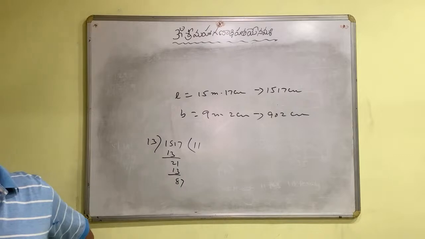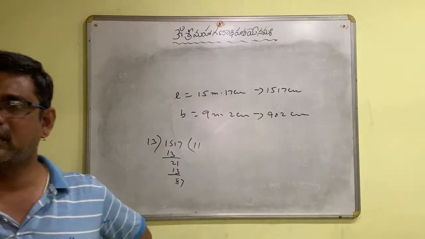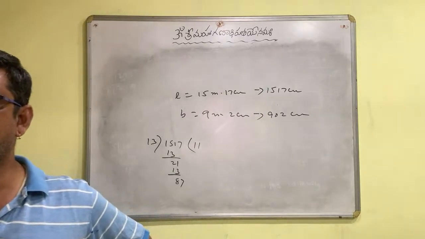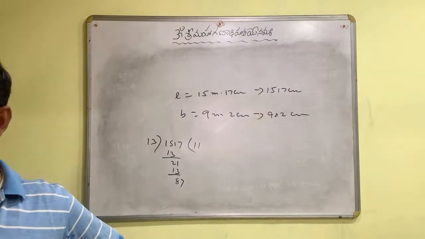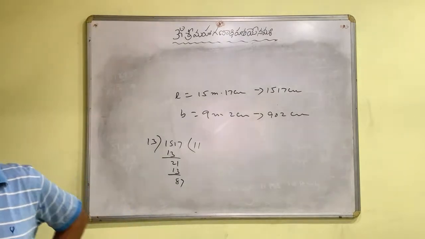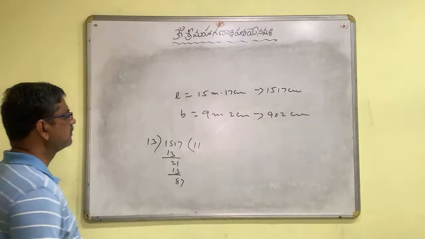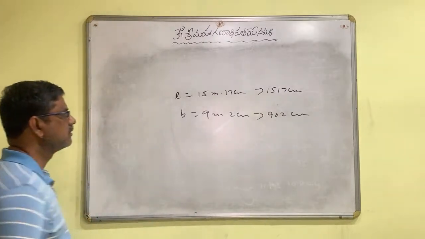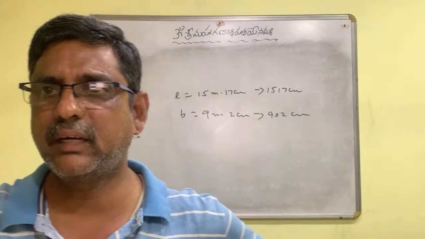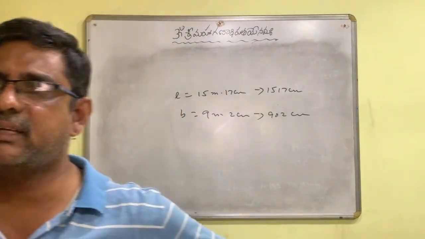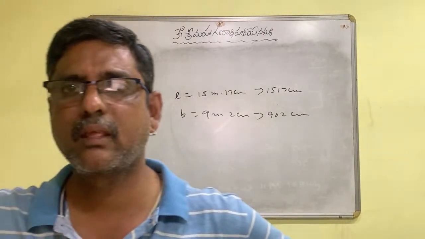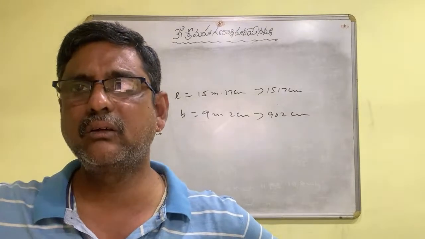15 meters. 1 meter is 100 centimeters. So 15 meters means 1500 centimeters plus 17. 41 table. 1517 goes in the 37 table or the 41 table; both are prime numbers. 37 and 41, 37 is a prime number, 41 is also a prime number. Then 902 goes in the 41 table.